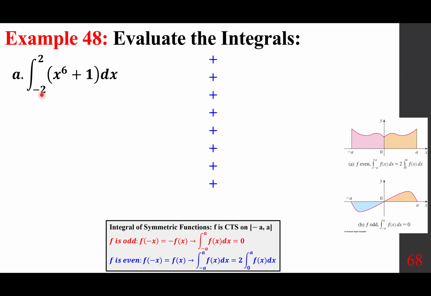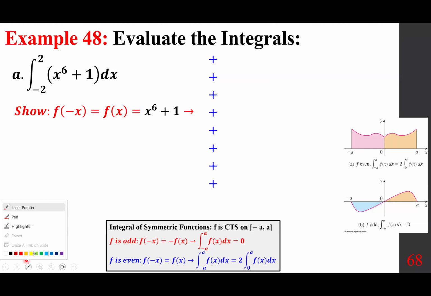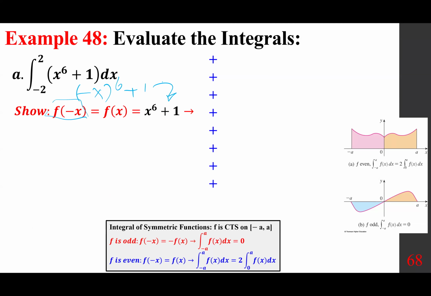Therefore, if we show this one is even, and it is, it's easier to evaluate it that way. This is f of x, and if I replace x with minus x, in other words f of minus x, I get x to the power of 6 plus 1, because minus x to the power of 6 plus 1 is the same as this one. So we're going to evaluate it from 0 to 2 and then multiply by 2. One might say, what's the big deal? It's normally a lot easier to evaluate from 0 to 2 than from negative 2 to 2.